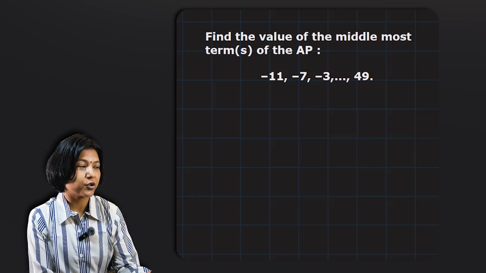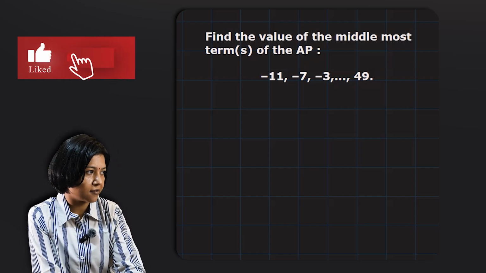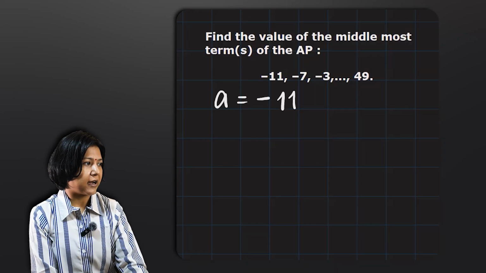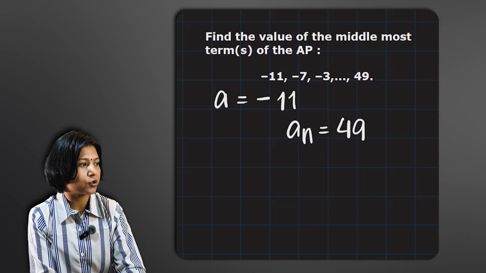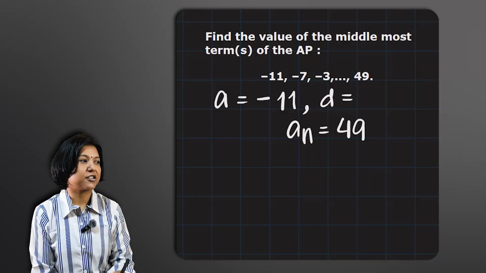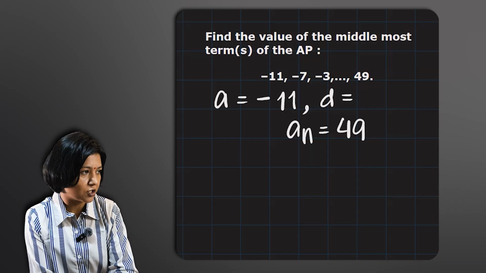Finding the value of the middlemost term can be done only when you know the number of terms. Because my sequence has started from A, my first term is minus 11, my last term is given to me as 49. Now, I really need to know the common difference. What's the difference here? Difference can be found out by subtracting the first term from the second term. I get minus 7 minus of minus 11, which is 4.